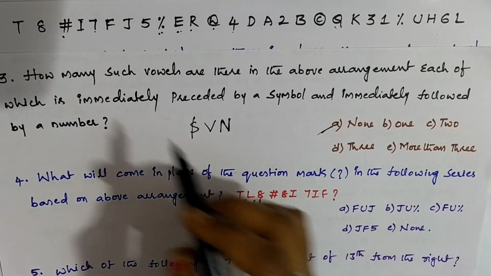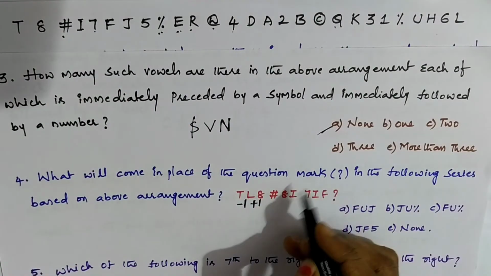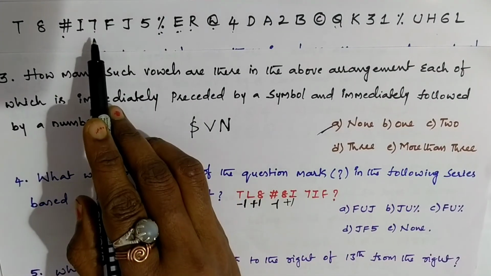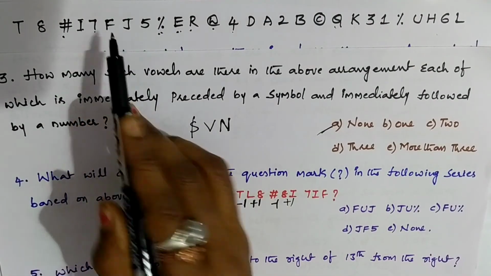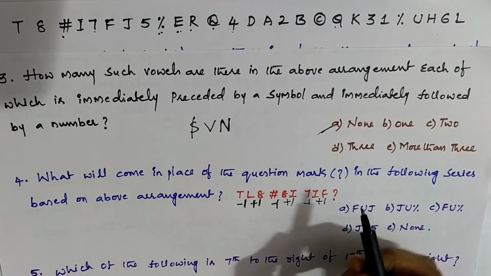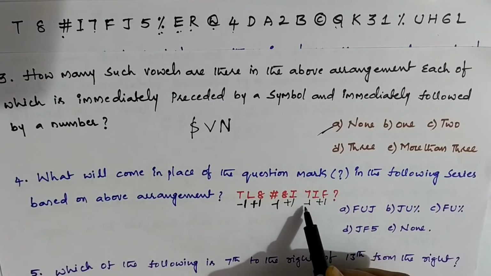Okay, hash 8, I minus 1, plus 1. Okay, 7, I, F, minus 1, plus 1. Okay, next term will be, here we have a relation minus 1, plus 1.